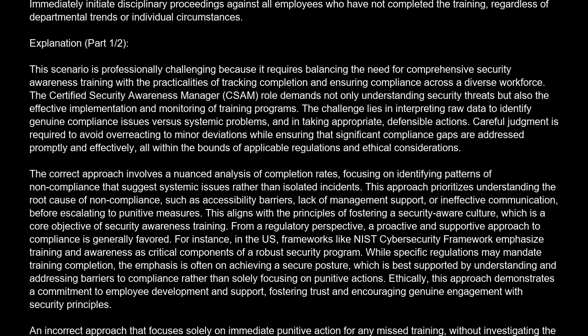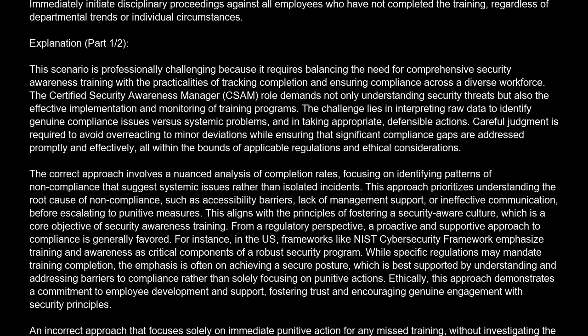The correct approach involves a nuanced analysis of completion rates, focusing on identifying patterns of noncompliance that suggest systemic issues rather than isolated incidents. This approach prioritizes understanding the root cause of noncompliance, such as accessibility barriers, lack of management support, or ineffective communication, before escalating to punitive measures. This aligns with the principles of fostering a security-aware culture, which is a core objective of security awareness training.